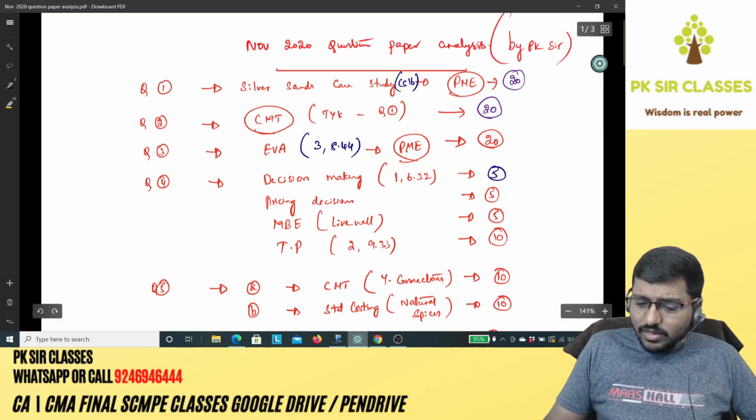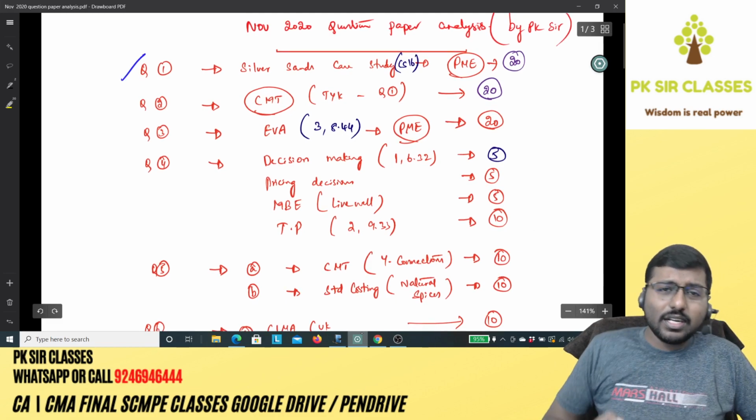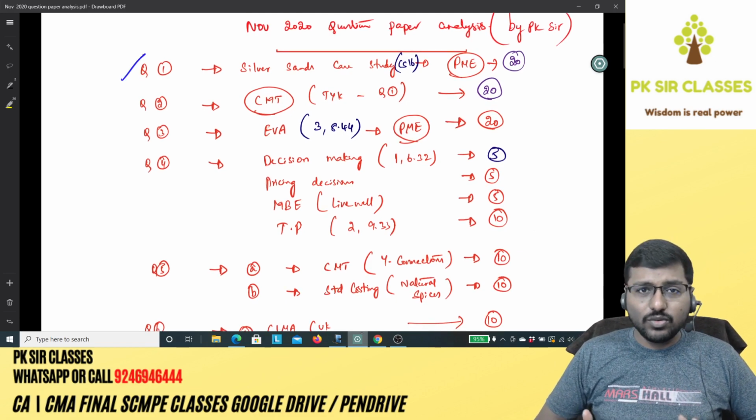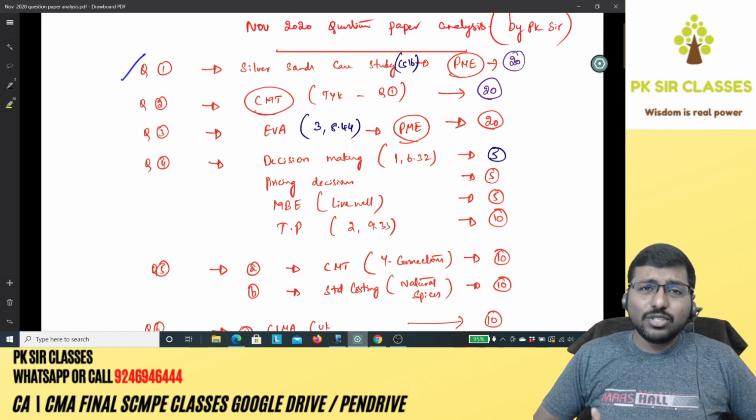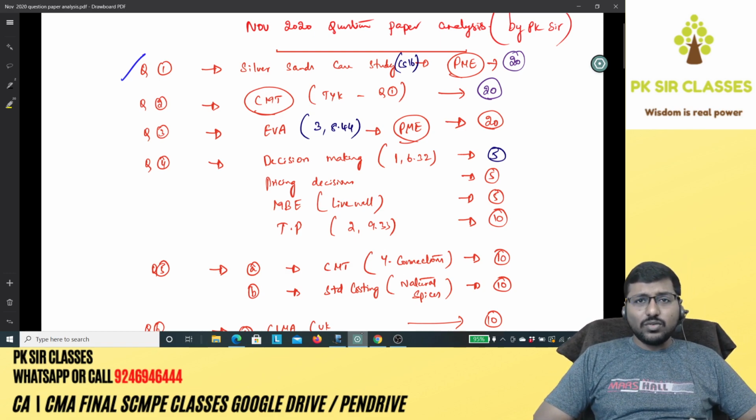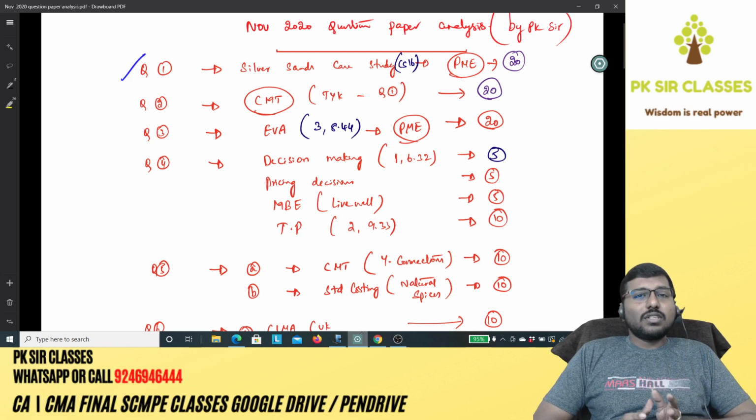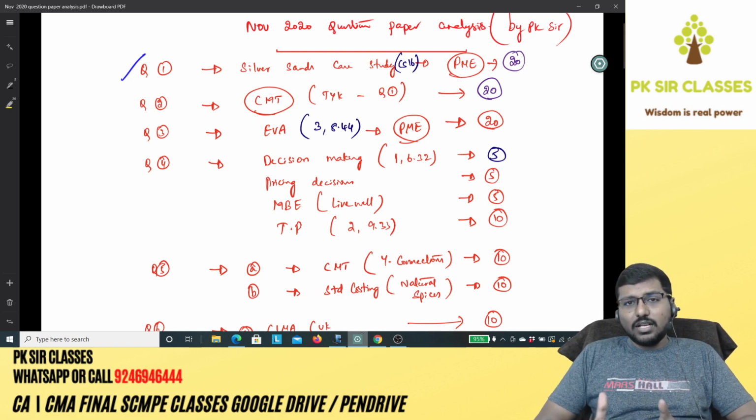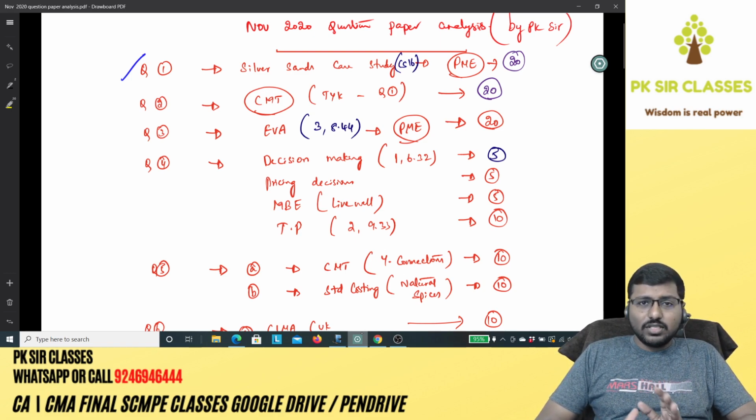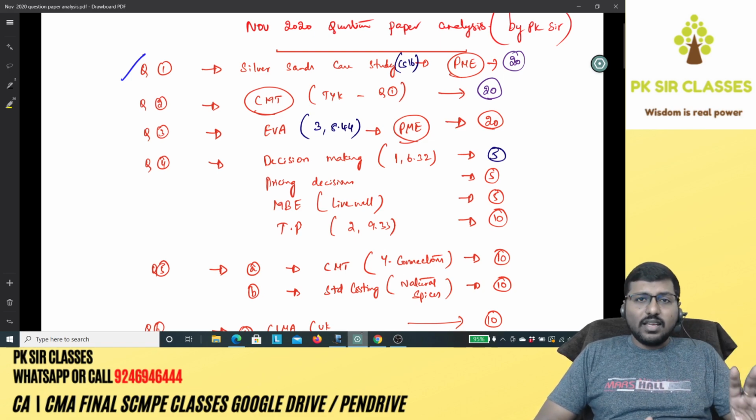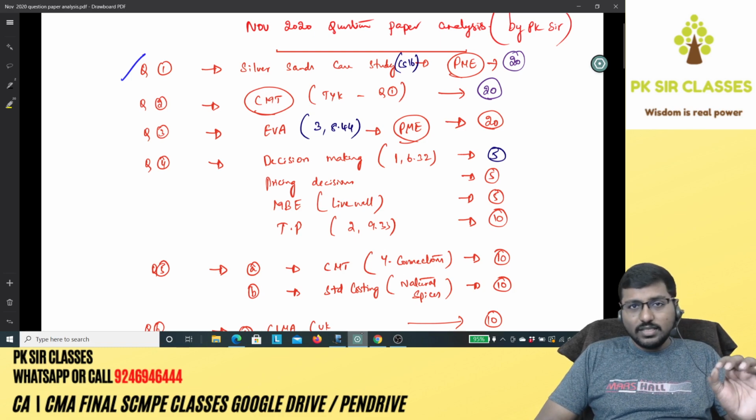So as you can see here, the first question, in fact all the questions, are directly from your ICAI sources only. Many times I've been telling my students that you just stick to your ICAI sources. When I say ICAI sources, it is not just the study material, but it also includes the RTPs, the MTPs and the additional case studies, everything put together, whatever is there on the ICAI website.